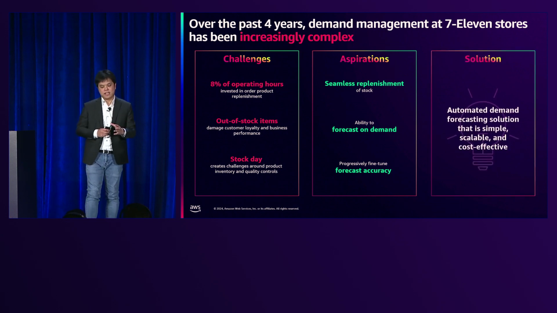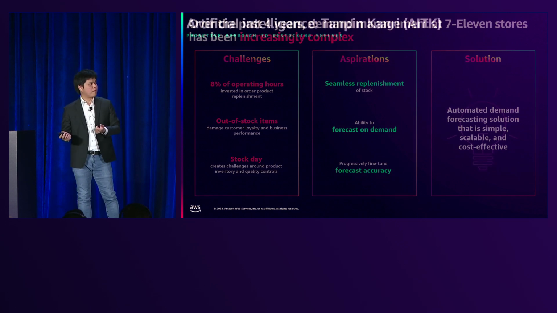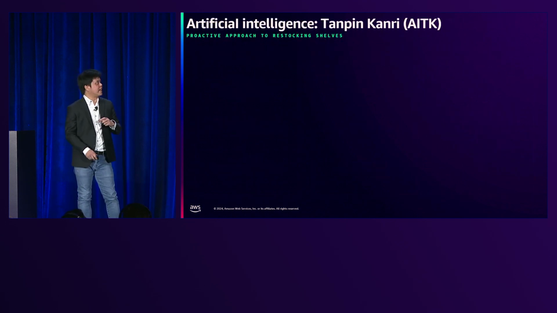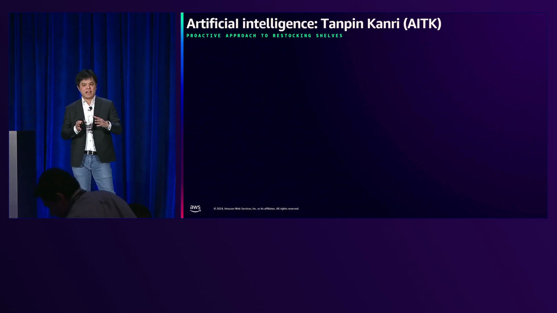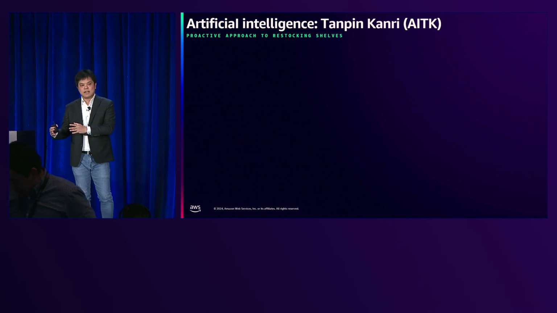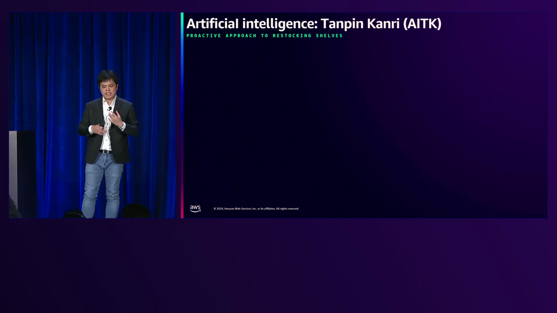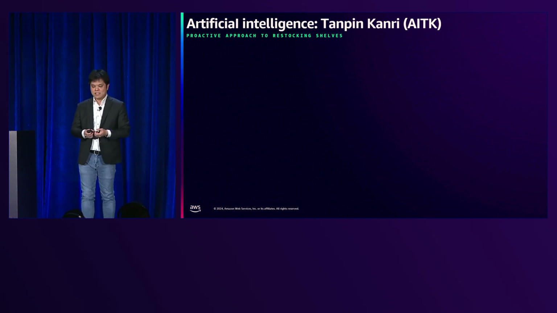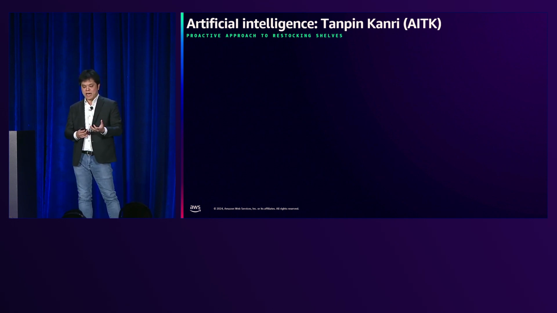So we create the initiative focusing on automated demand forecasting solution, and we want it to be able to handle our massive data, and it had to be cost effective. So that initiative we call AITK. AITK stands for Artificial Intelligence Thumping Curry. Thumping curry is a Japanese word, which is the approach to merchandising pioneered by 7-Eleven in Japan. This thumping curry considers the demand store by store and item by item instead of item cluster.